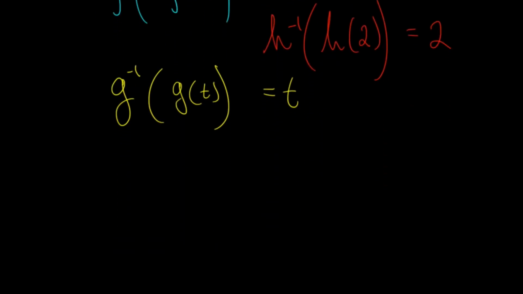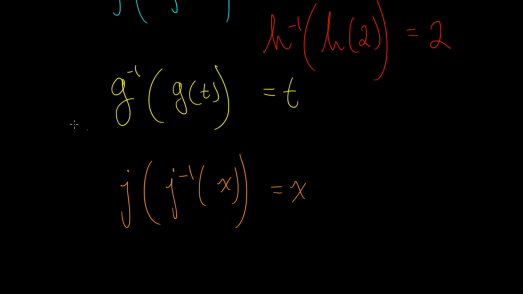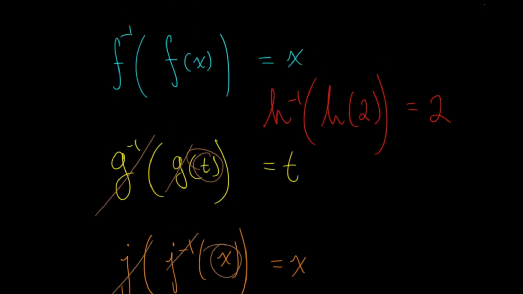And we could also flip that around. So if we have function j of j inverse of x, that still produces x. It's almost like saying the inverse function cancels out the regular function, or that the regular function cancels out the inverse function and produces the argument, but there really is no cancellation going on here.